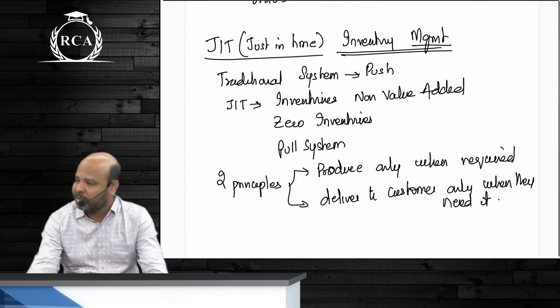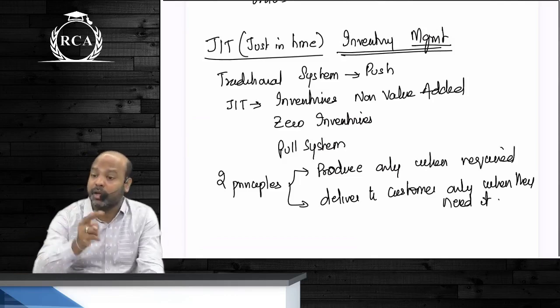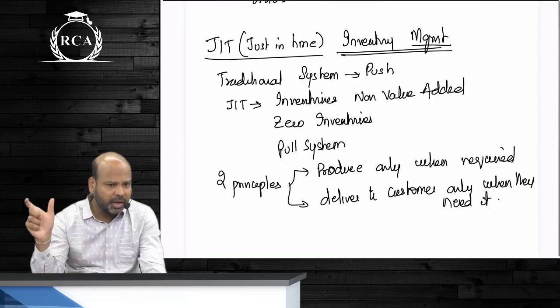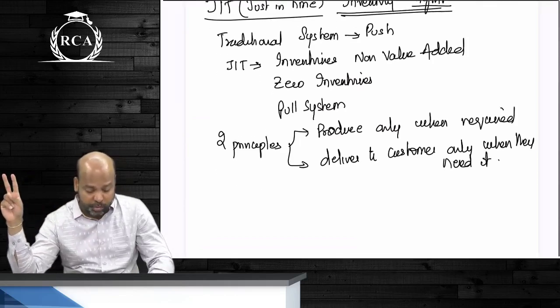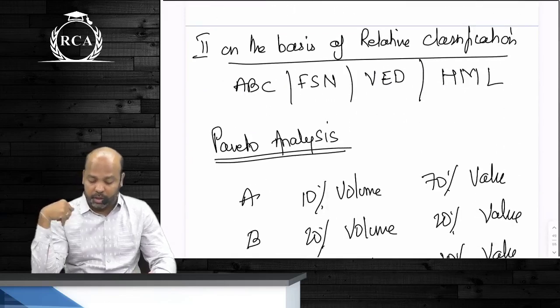Also, just-in-time implementation would mean that you should train your employees to produce the right quality product the first time. You cannot afford to manufacture defective products. Now you know what is defective. It has to be reworked. Are we clear about this? I also talked about the two principles: produce only when it is required, and deliver to the customer only when they need it.